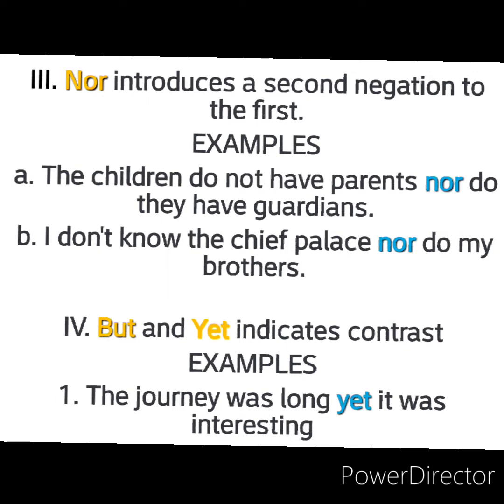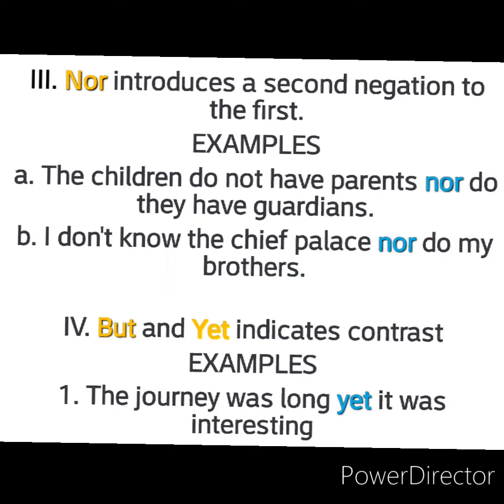We have: the children do not have parents, nor do they have guidance. So that is a second negation to the first one. The children do not have parents, nor do they have guidance. The "nor" is telling us that the second negation is added to the first negation.